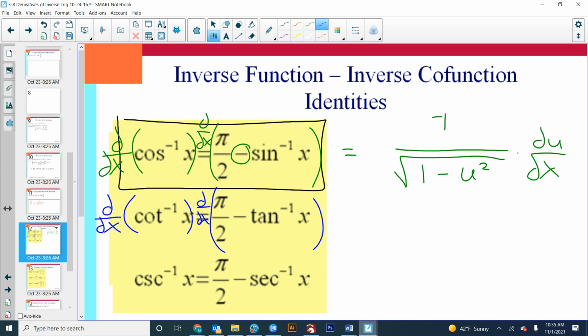What's the derivative of negative tangent inverse? Well, not positive 1, negative 1 over 1 plus... Did I write u squared plus 1 or 1 plus u squared? 1 plus u squared, times du dx. Ooh, that's nice.